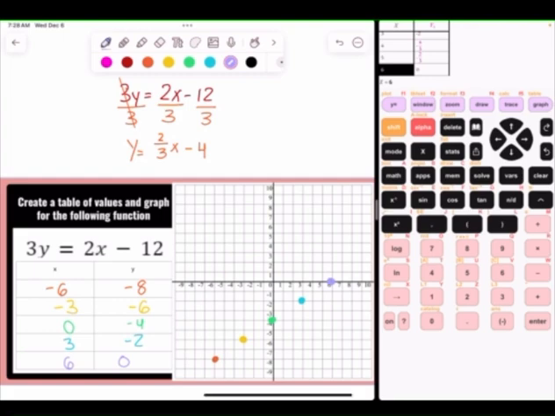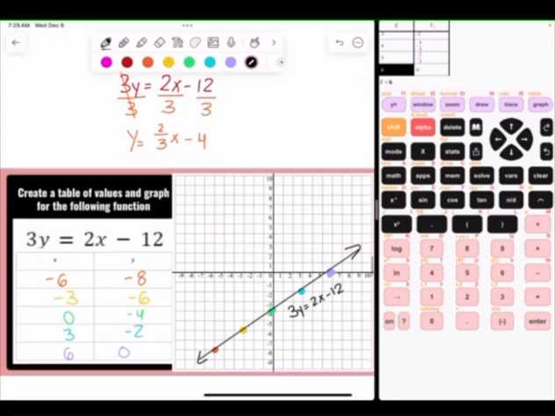Good. And we see that they did form a general pattern. And we can connect the points. We can put arrows on both sides. And I like to label it with the original equation that I was given, which was 3y equals 2x minus 12, but we were able to convert it to y equals 2 over 3x minus 4.